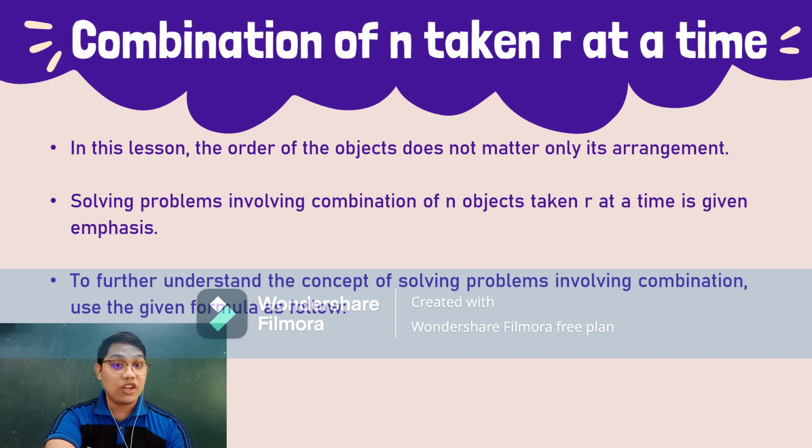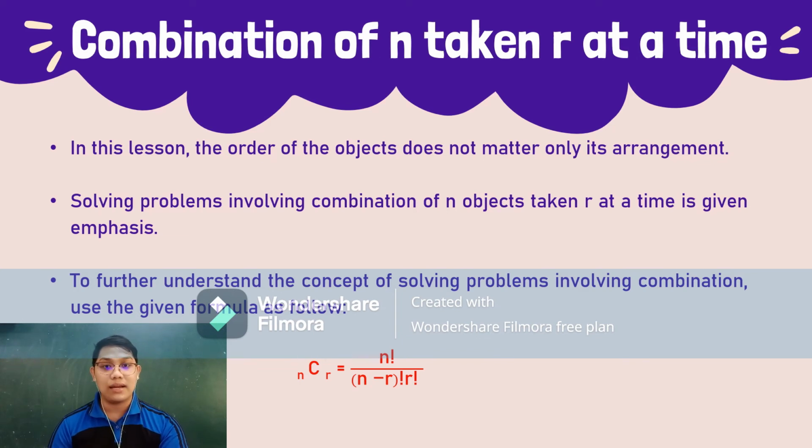So the combination of n taken r at a time is equal to n factorial over the factorial of n minus r times r factorial. So don't forget this formula.